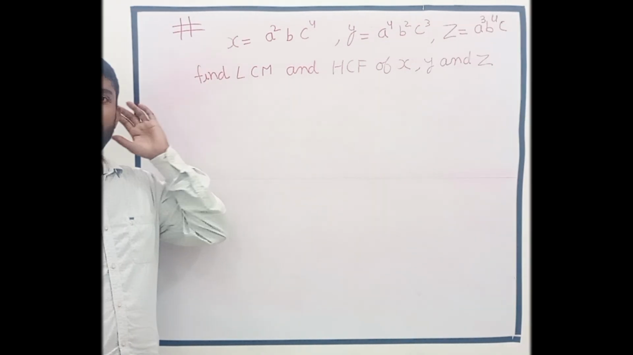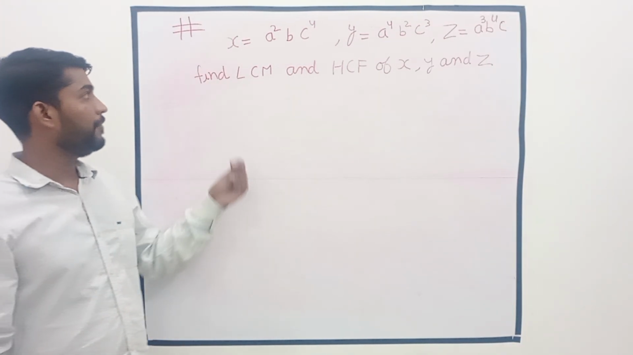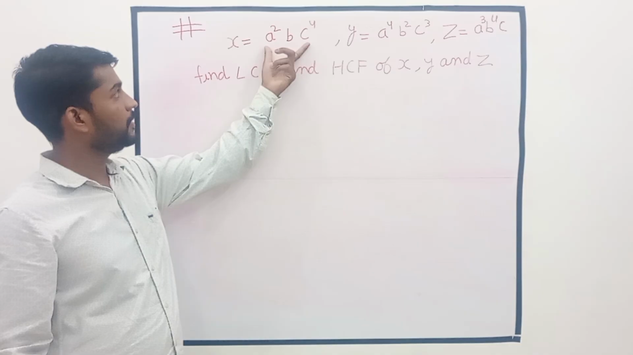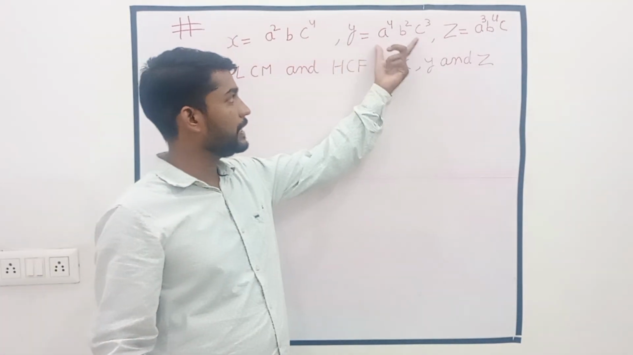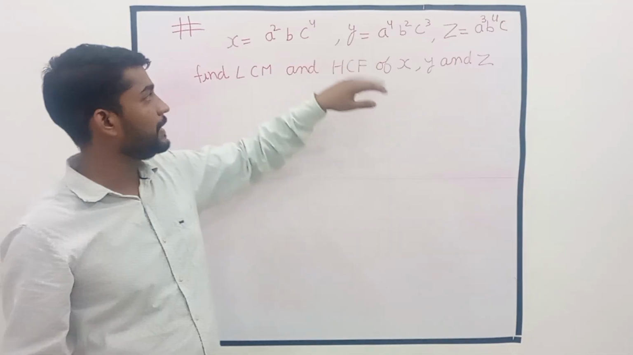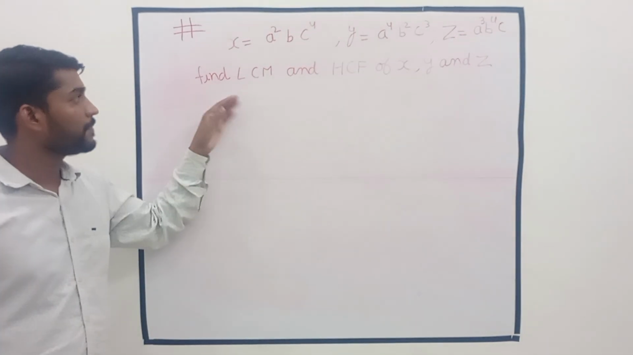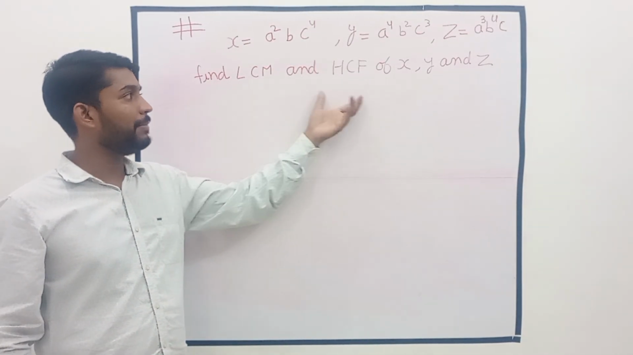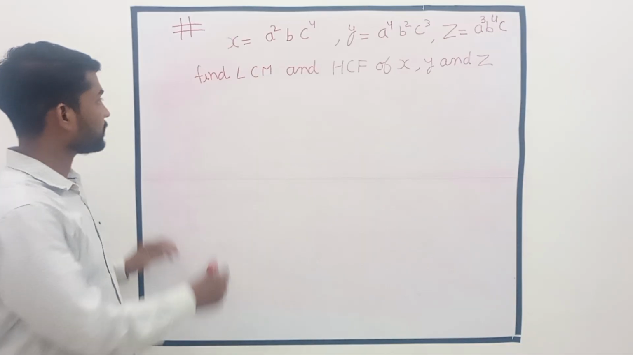And we are coming with a new question. We have x equal to the given digits, y equal to the given digits, and z equal to the given digits. We have three numbers x, y, and z, and we have to calculate the LCM and HCF of x, y, z.